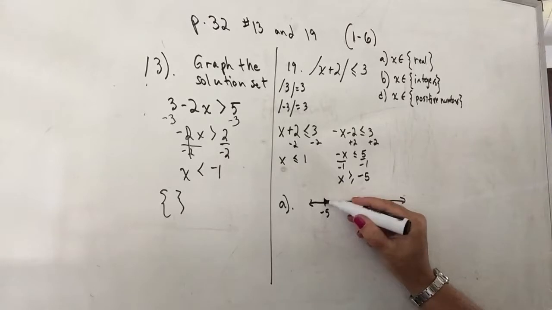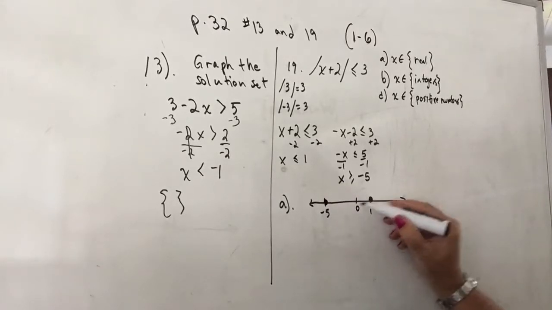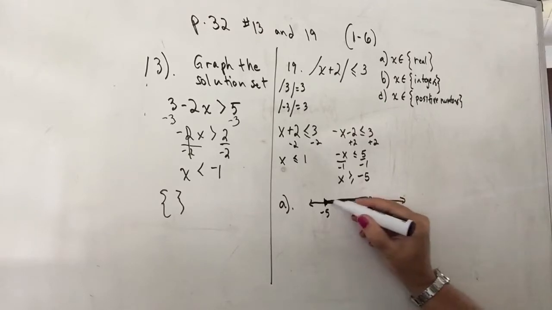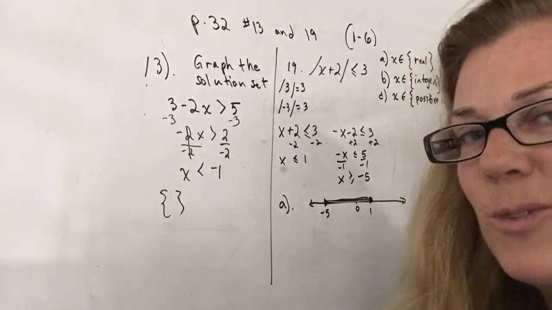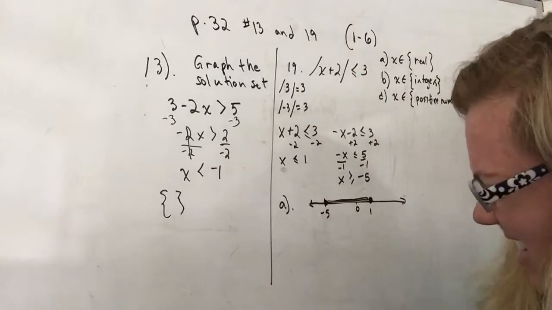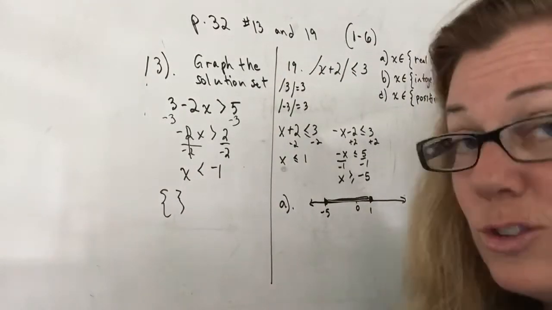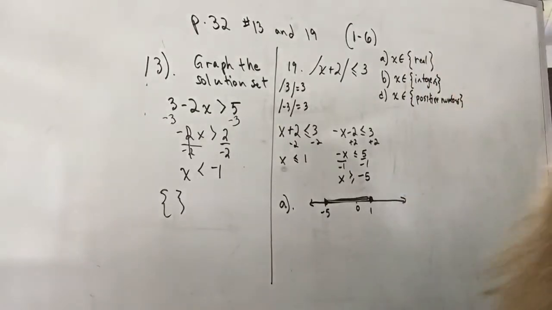Okay, and then it includes the endpoints of negative 5 and 1. So I will shade between them. And you should always check your answers, especially with absolute values, because sometimes we do all the math correctly, but then it turns out it's actually not an answer that works, and it's usually because of a problem of a negative. So we're going to check.